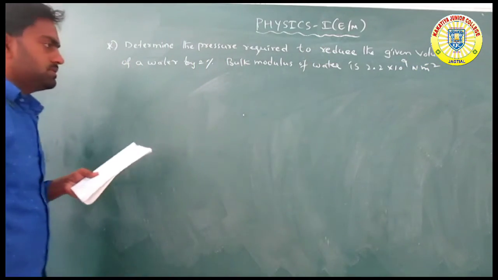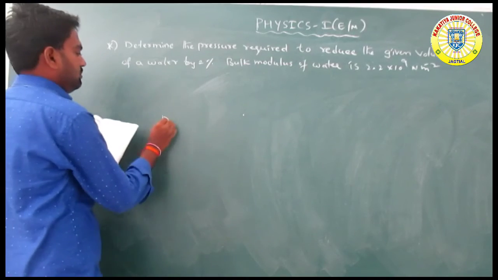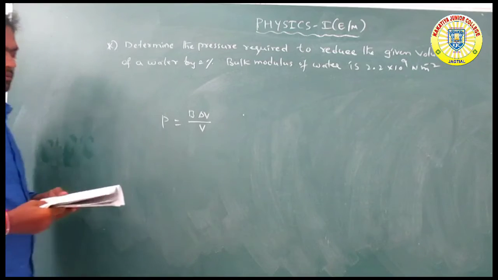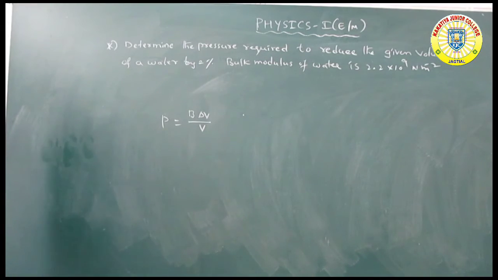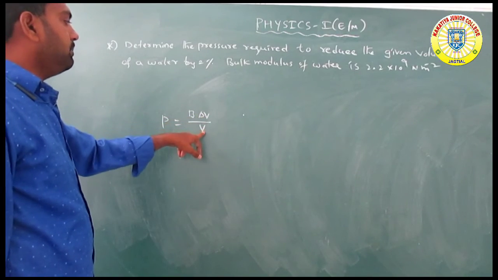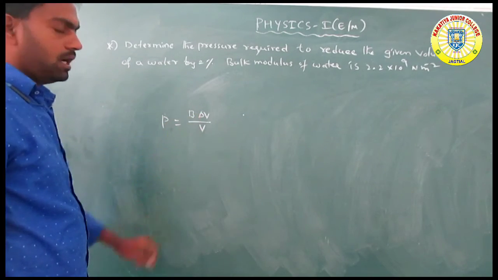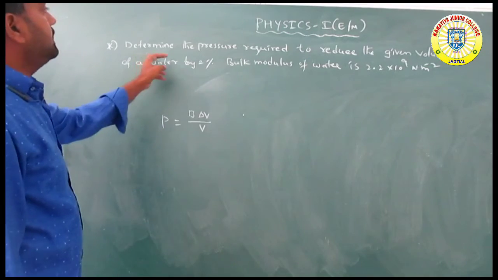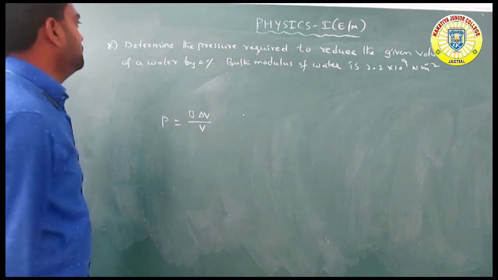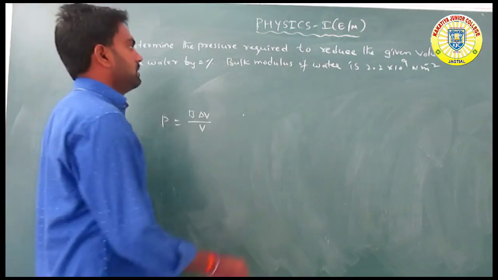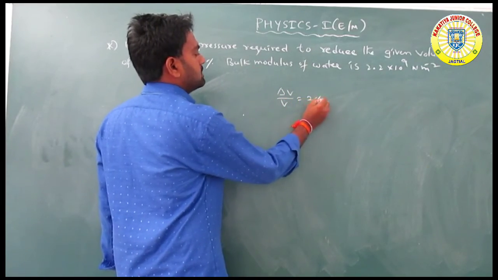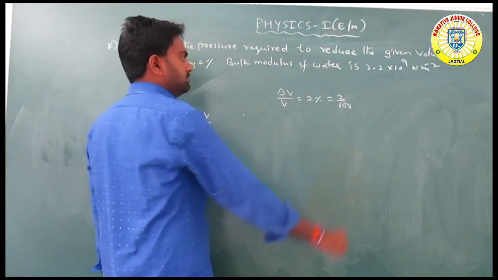Okay, given. So P is equal to B into delta V by V, we can write. Okay, so given that information, P means the pressure, B means bulk modulus, delta V by V means change in the volume. So determine the pressure required to reduce the given volume of water by 2%. So reduce the given volume, that means delta V by V is equal to 2%. That means 2 by 100.